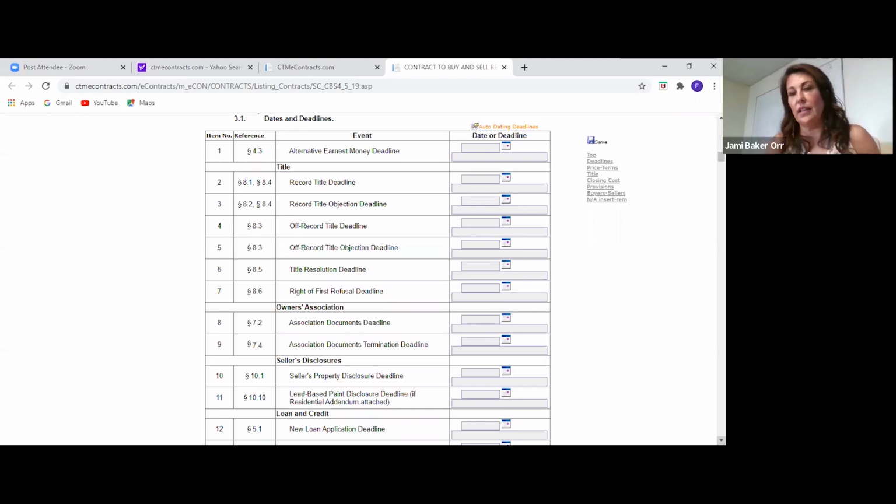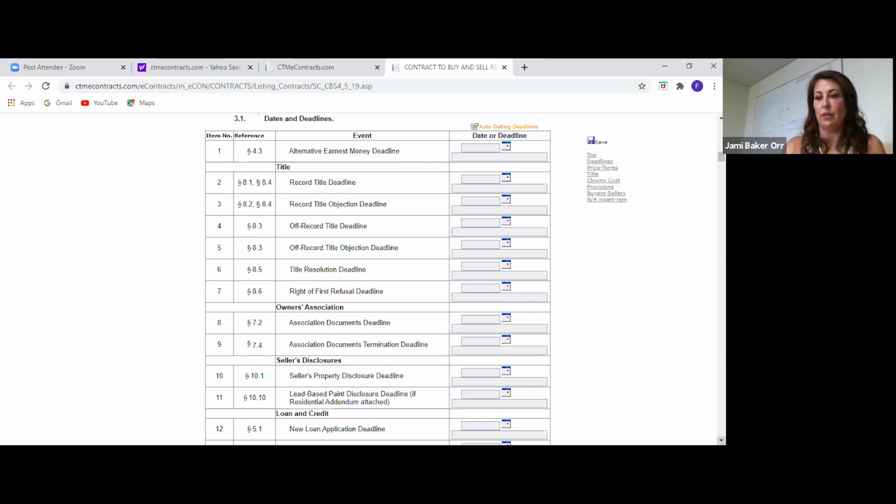And then let's just say that there's something they can't live with. They want to build a barnuminium, is what one of my clients called it, where it's a big barn and then they have a living space in it. It's gorgeous. I think it's going to be beautiful, but you might have a covenant or an HOA that says you can't do that, or you can't park your RVs there. So you want to make sure that what the buyer wants to use the property for, that they can.